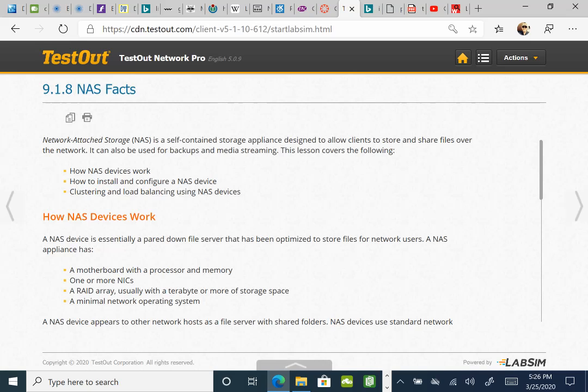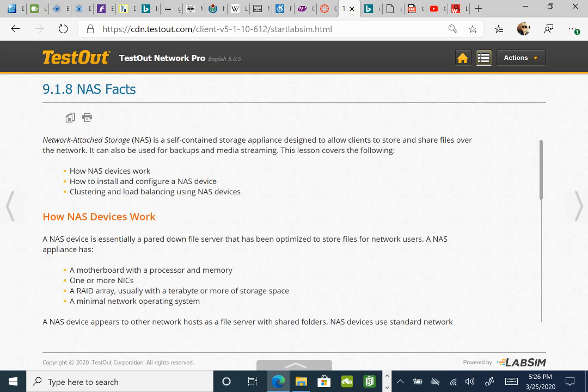And so a NAS usually has a motherboard. It usually has a NIC in it, network card, and it's usually got a RAID array of some sort, and then minimal network operating system. So usually some version of Linux with just a web interface. Very easy to set up, very easy to deal with.